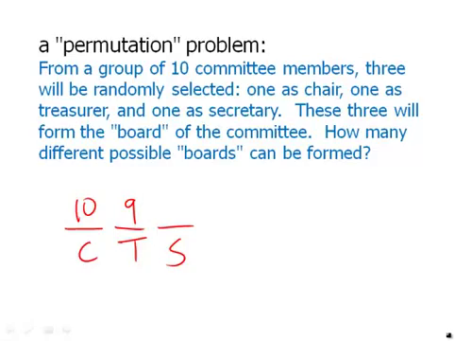Once we pick those 2, then there are 2 people out. They've already been assigned. There are 8 unassigned people, and any of those 8 could be the secretary. And if we just multiply those, that gives us the number of boards. So 9 times 8 is 72, times 10 is 720. There are 720 possible boards.